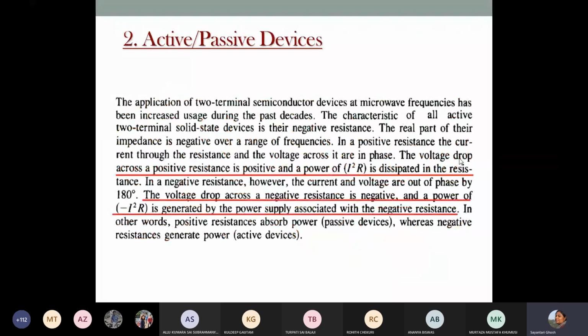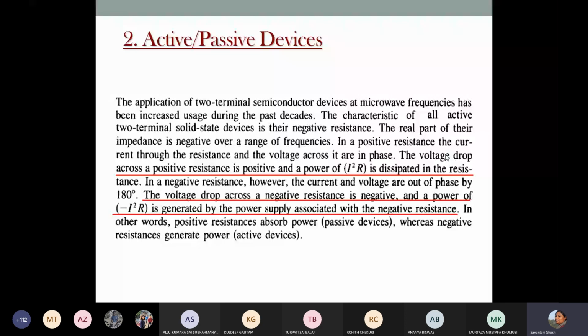Another thing that I want to highlight is that in any negative resistance device, if I talk about the power in the system, you know that the power dissipated or generated in a particular system can be characterized by I squared R, right? So I squared R is the power created or dissipated in a system.